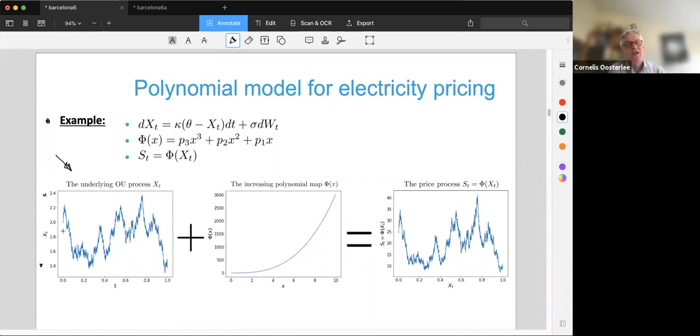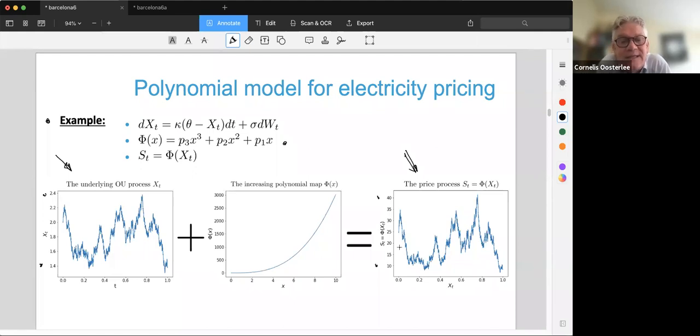And in order to generate these outliers, we use this polynomial map, because that makes our polynomial process then go from 10 all the way up to 40 even sometimes. With a peak, it goes up to 40. So by stretching this process by means of a polynomial, we can mimic some of the features that we see in the electricity market.